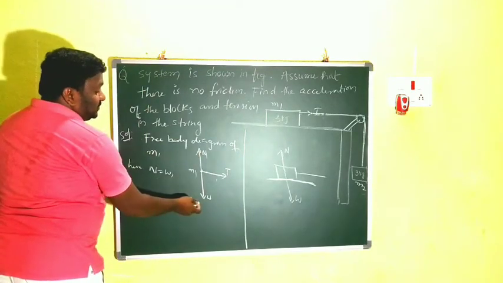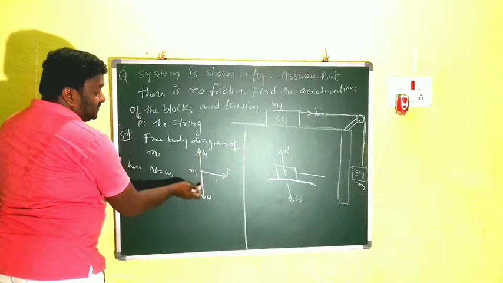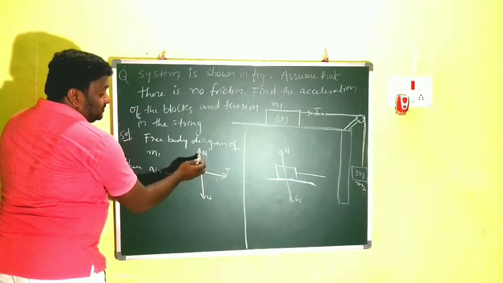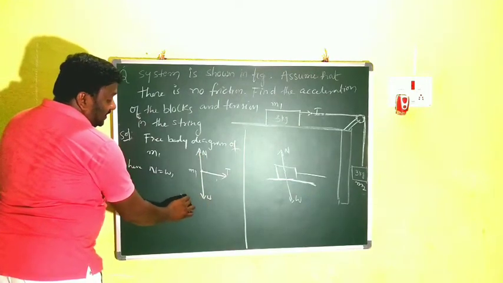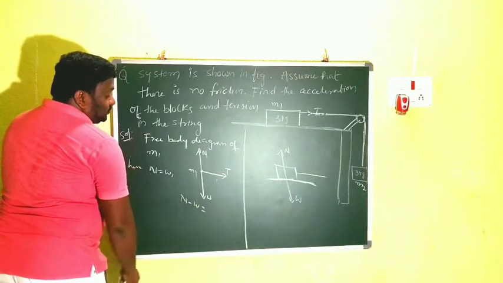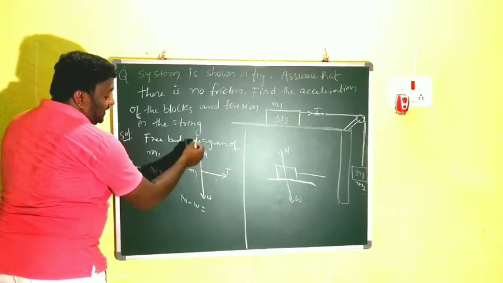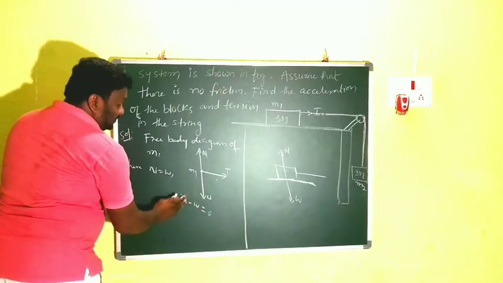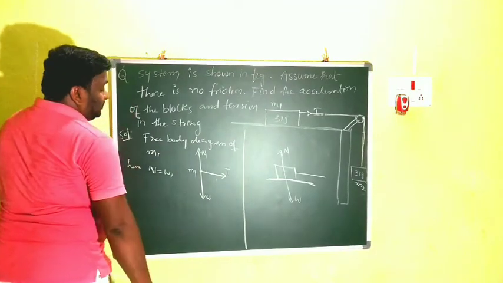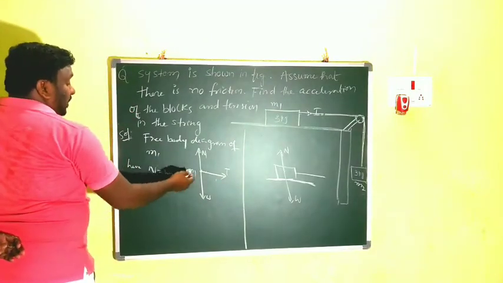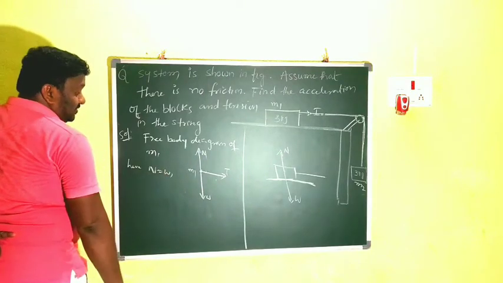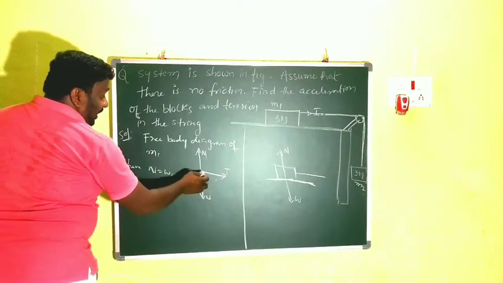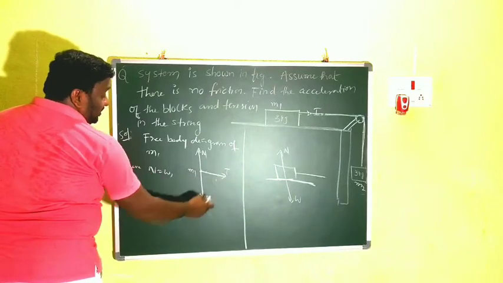In the vertical direction, net force is N minus W. The object is not moving in the vertical direction, that's why net force is 0. That's why N minus W equals 0. Now simply we have N is equal to W, and after that we have only tension. In the horizontal direction what we have is tension.